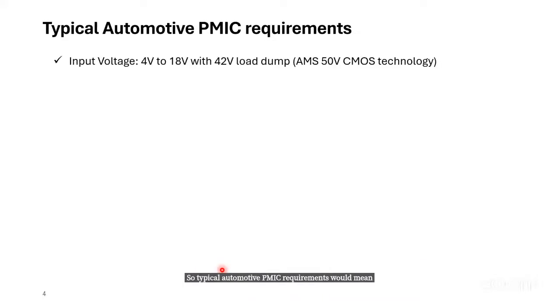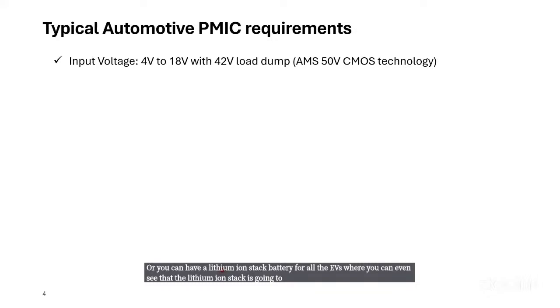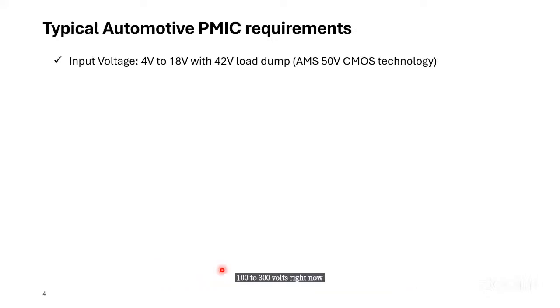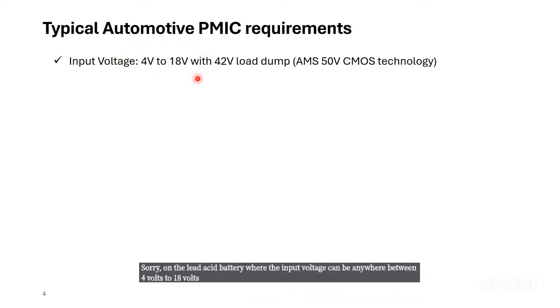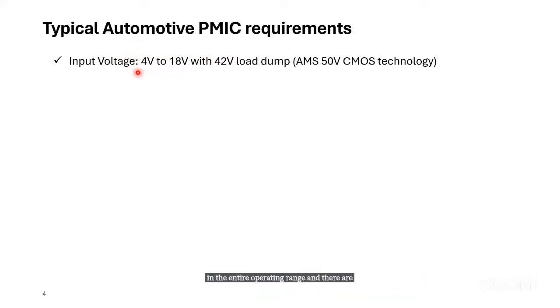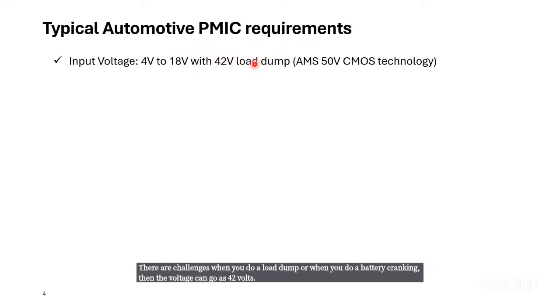So typical automotive PMIC requirements would mean several things. If you look at the automotive battery, we can have a lead-acid battery, which is about 14 volts when it is fully charged. Or you can have a lithium-ion stack battery for all the EVs, where the lithium-ion stack is going to 100 to 300 volts right now. For today's presentation, I would focus mostly on the lead-acid battery, where the input voltage can be anywhere between 4 volts to 18 volts in the entire operating range, and there are challenges when you do a load dump or a battery cranking. Then the voltage can go as high as 42 volts during a load dump, and even higher.